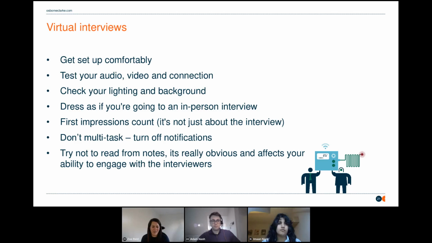So remember to turn off mobile phones, not be distracted by WhatsApp or any other notifications that are coming through on various devices, and try not to read from your notes. We've noticed quite a significant number of people when we're interviewing have got notes, and it's great to have them so that you feel prepared. But remember that this is a conversation.